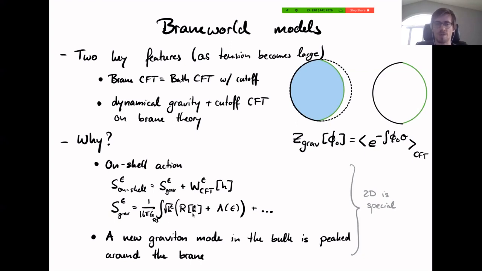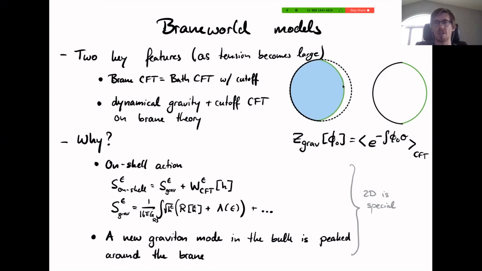And this is the very special thing that Randall and Sundrum found, namely that in these settings, there will be a bulk graviton mode, which is strongly localized around my brane. So I can effectively treat it as just being localized to my brane. And this will play the role of the graviton in this gravitational theory.